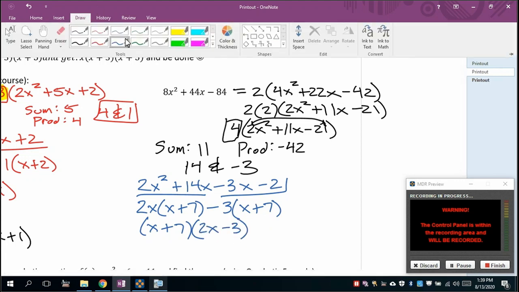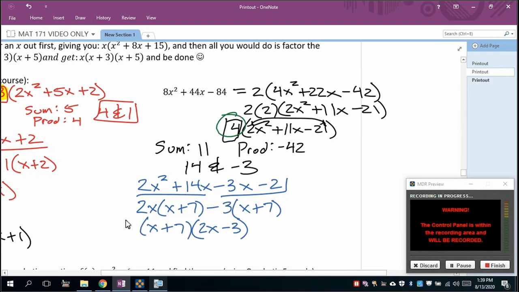But keep in mind, what did we take out earlier? The 4. So we got to put it back. And that's what we're going to get.